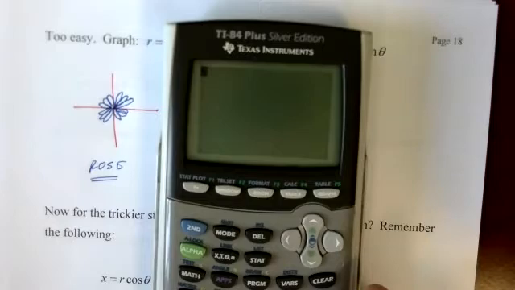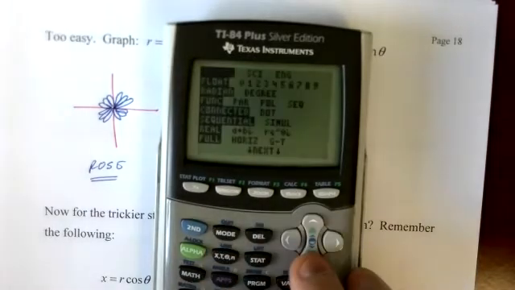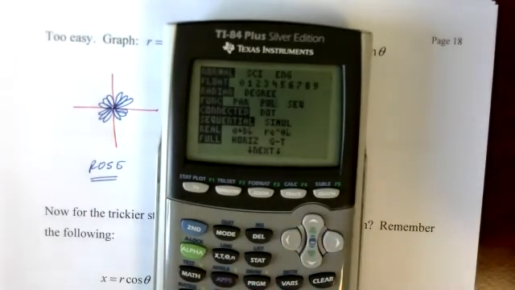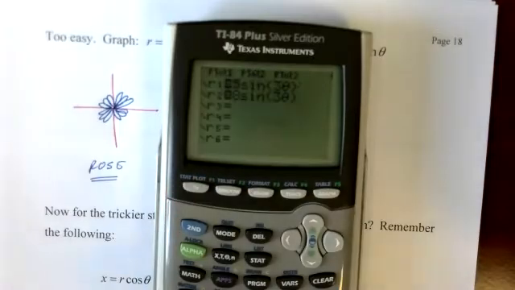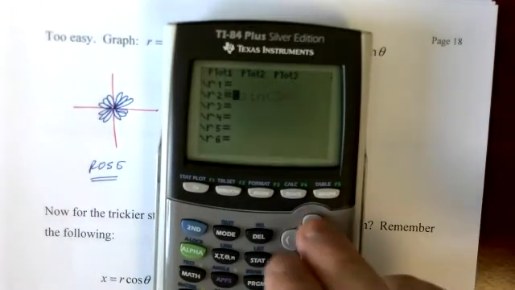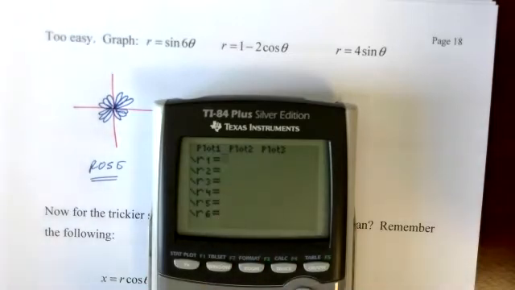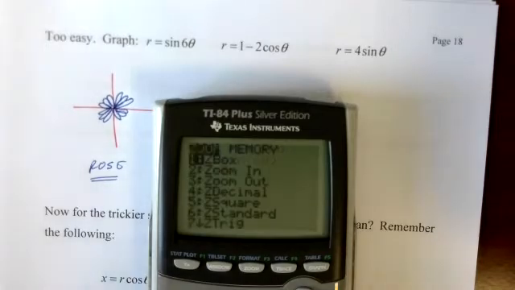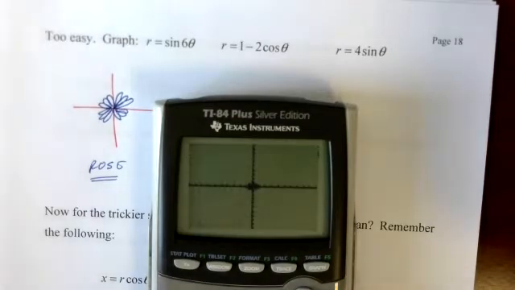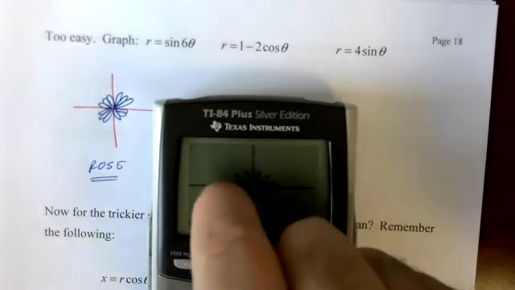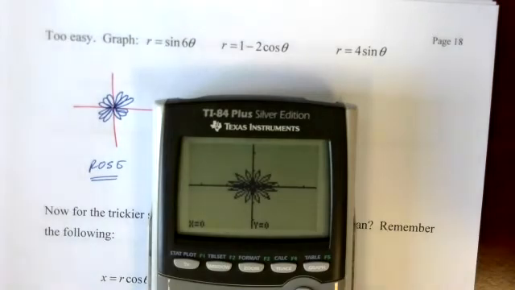Good, we can actually see it. Light's not too bad. Mode, polar. Look what happens to the y equals. So it gives us in terms of r, sine 6. It would be theta this time instead of x. Zoom 6, and we graph it. Can't see anything. Zoom 2, zoom in on it. There you go. 1, 2, 3, 4, 5, 6, 7, 8, 9, 10, 11, 12.